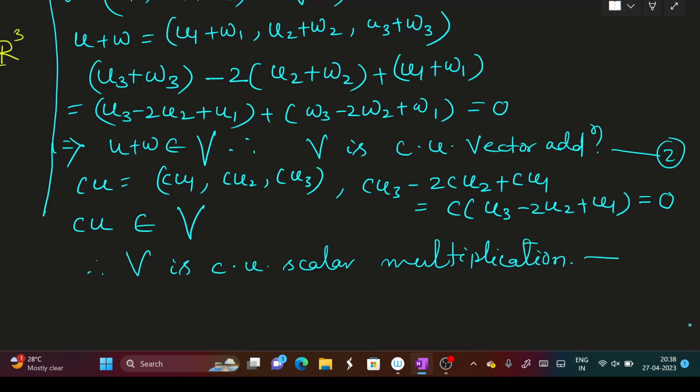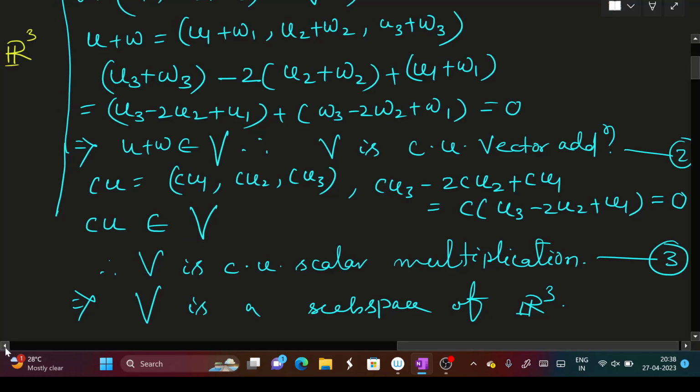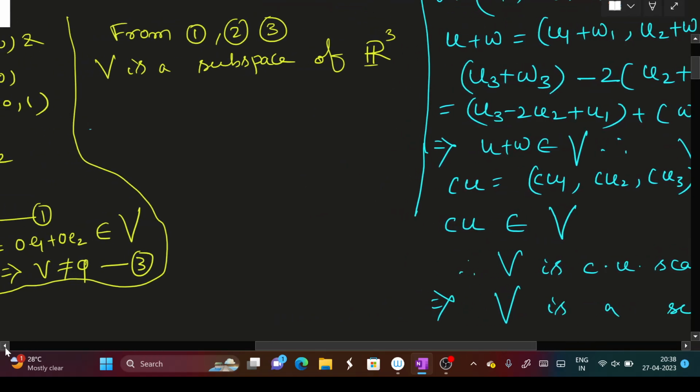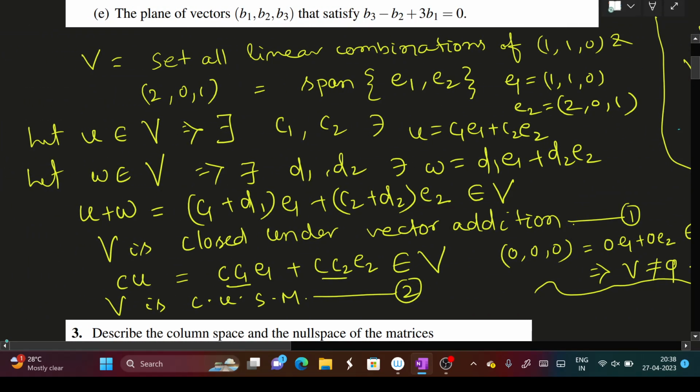So finally all three properties are satisfied. So what is our conclusion? This implies V is a subspace of R cube. I hope with this all of you have understood how to verify whether a set of vectors is a vector space or not. Thank you for your patient listening.